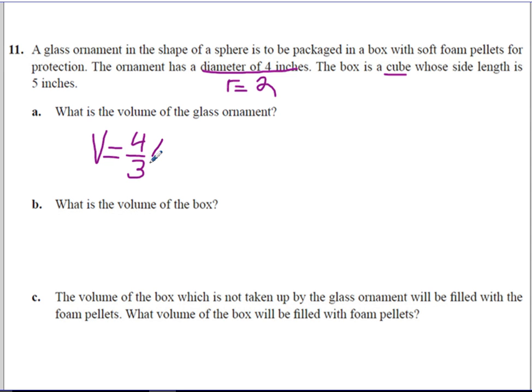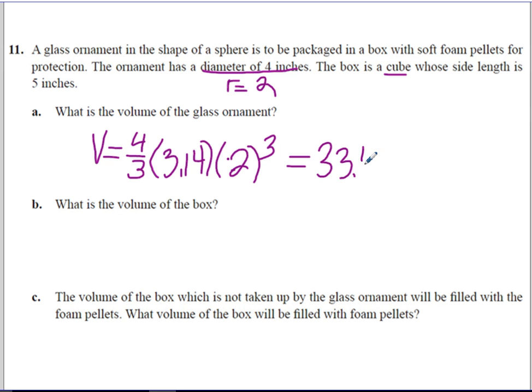So 4/3 times pi of 3.14 times our r radius of 2 to the 3rd power, cubed. And so when we multiply all of that together, we get 33.49. And again, volume is in cubic, and then we have inches, so cubic inches.